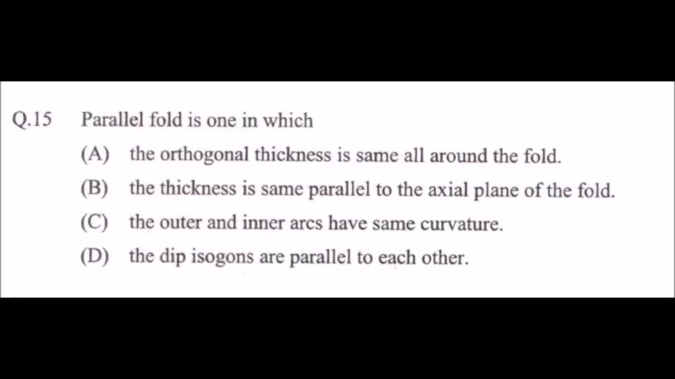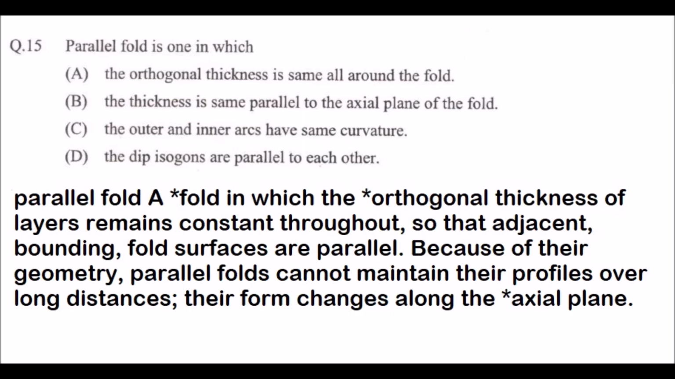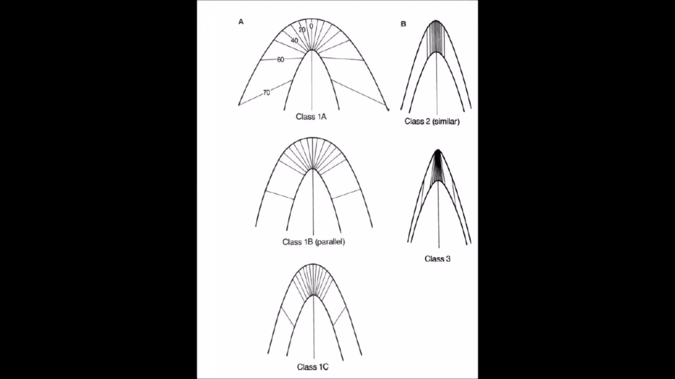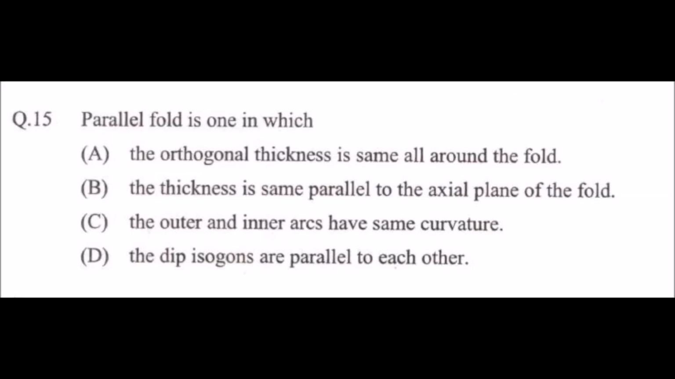So what is the last option? Option A, the orthogonal thickness is same all around the fold. Yes, this is the right answer. This is clearly shown in this diagram. In case of class 1B parallel fold, the orthogonal thickness is same all around the fold. So answer of this question is A.